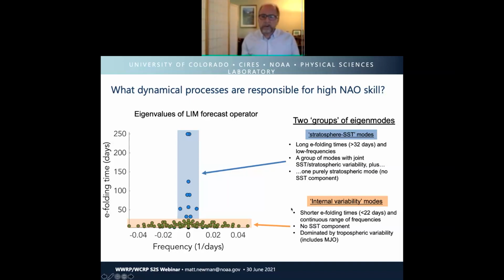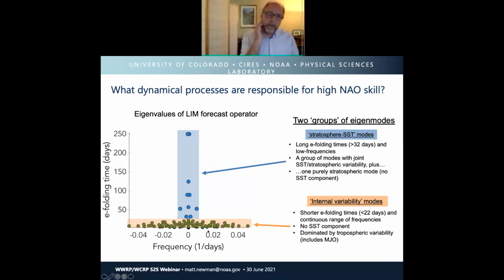And then there's a larger subspace associated with what we call internal variability. These are down here. These are all eigenmodes that tend to have very short e-folding times. They decay very rapidly. They're not very persistent. They don't have an SST component. Their stratospheric component is mixed, but they do have some. But basically, they're dominated by tropospheric variability. And the MJO is actually included in this internal space.